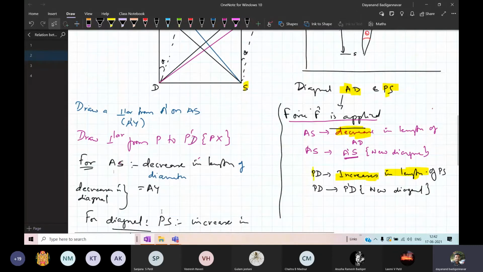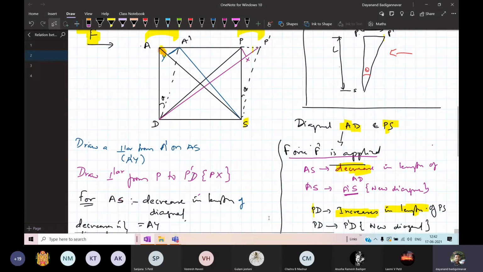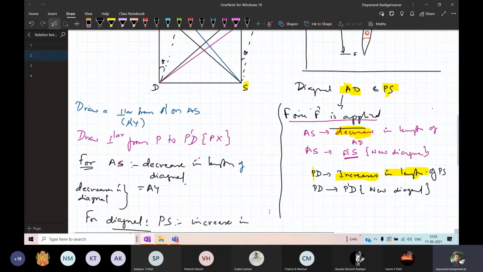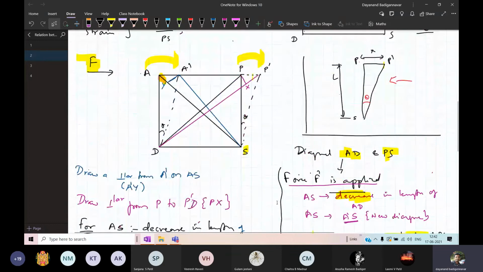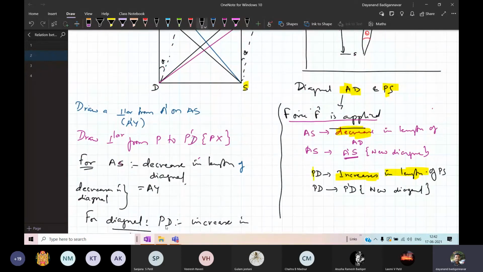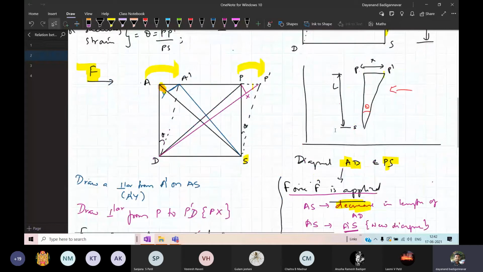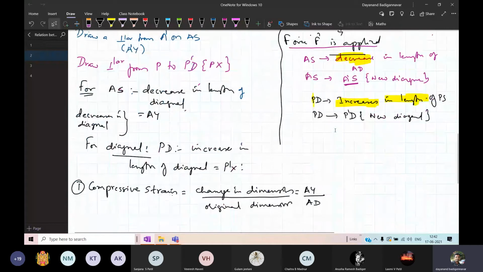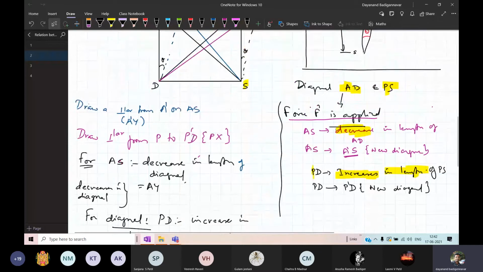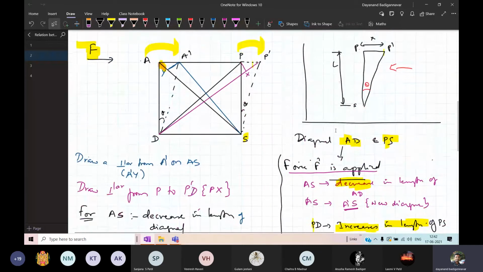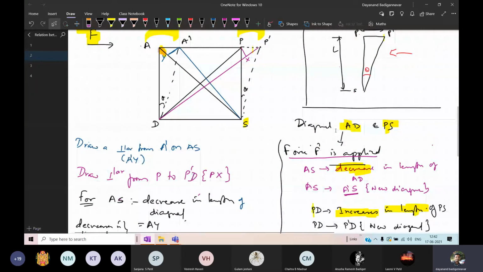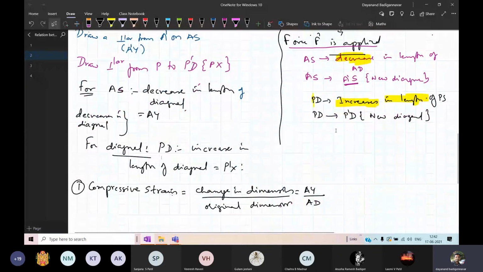I have written it as diameter, so just diameter. So the decrease in the diagonal is AY, right? For diagonal PD, not PS, I have to write diagonal PD. There is an increase in the length, and that increase is P dash X. Therefore compressive strain is change in dimension to the original dimension. What is the change in dimension? It is AY, and the original length is AS.